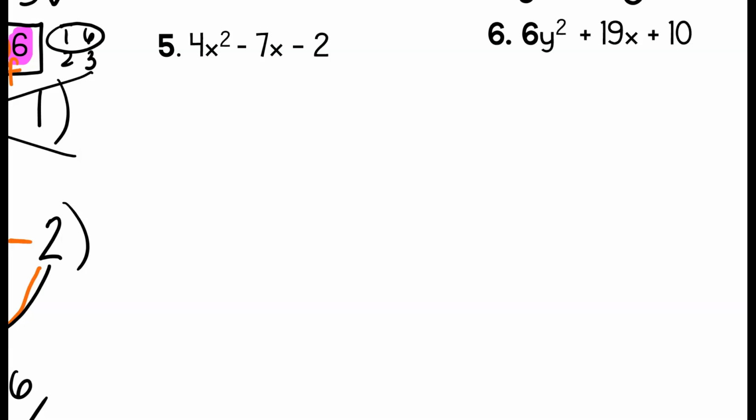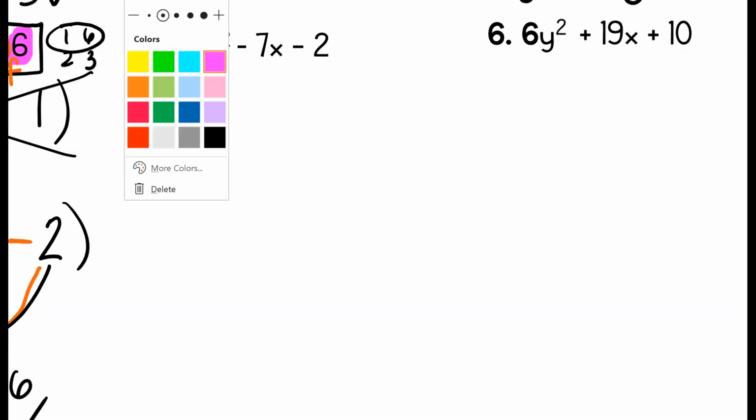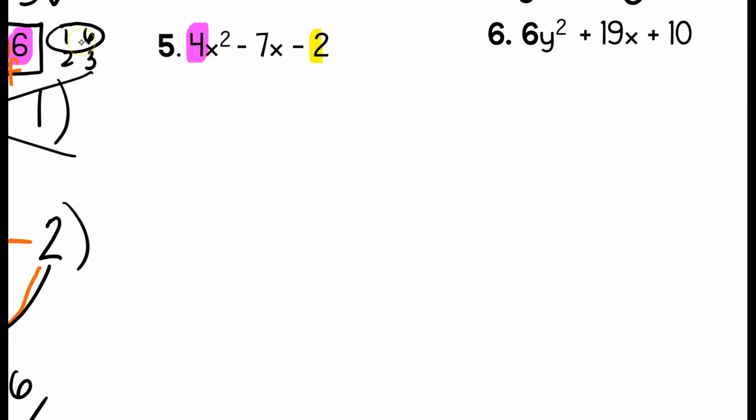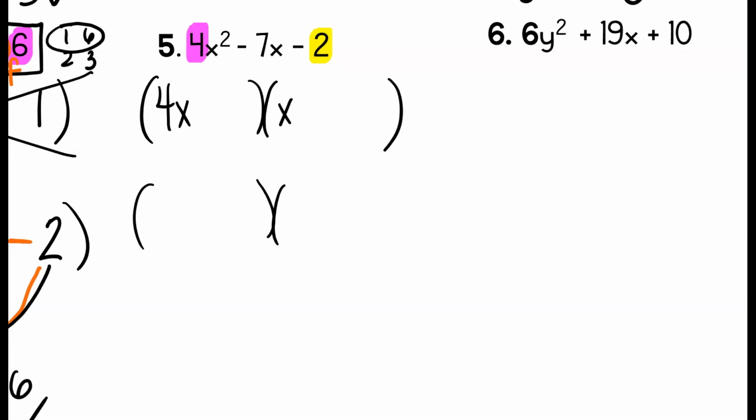2 more. We have 4x squared, which again is not prime. And then we have 2, which is prime. So that's actually not so bad. We'll make 2 sets of parentheses. And right off the bat, we're either going to have 4x and x in the front, or we're going to have 2x and 2x. Now the factors of 2 are 1 and 2.